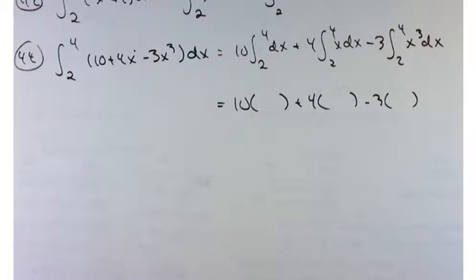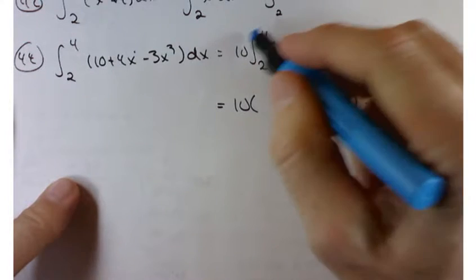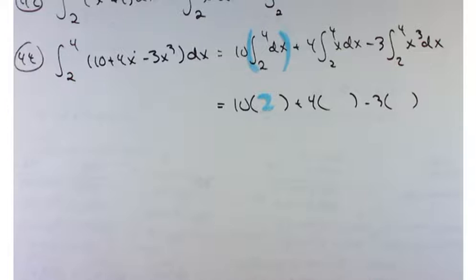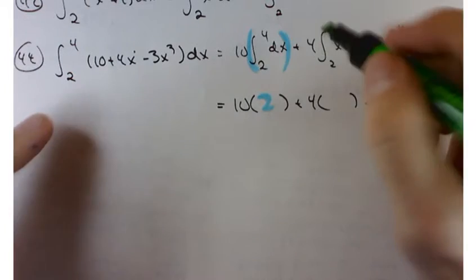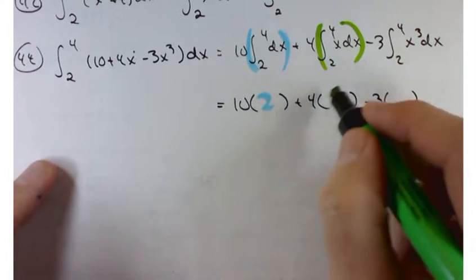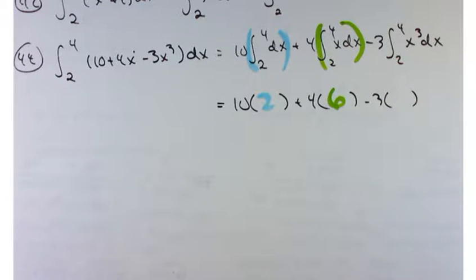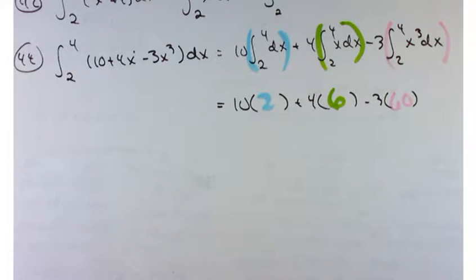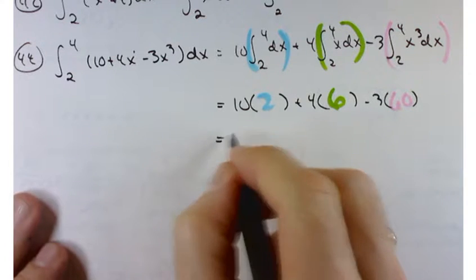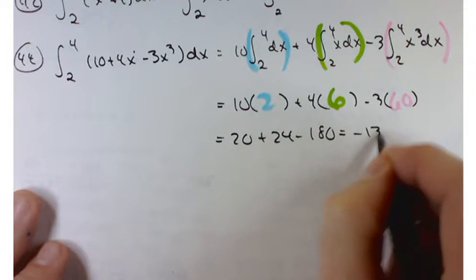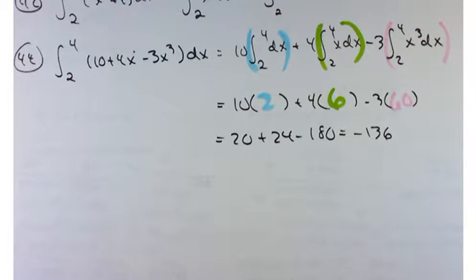We can now substitute in values for each of these integrals. Each of these integrals has a nice value given for it. Here, that was just a 2. Here, what was the integral from 2 to 4 of x dx? 6. And the last one, we've already used this one. The integral from 2 to 4 of x cubed was 60. So that's 20 plus 24 minus 180 is, I think, 136? Negative 136. Nice.